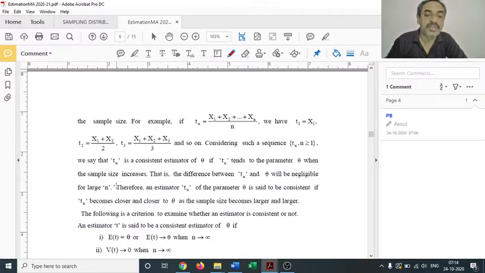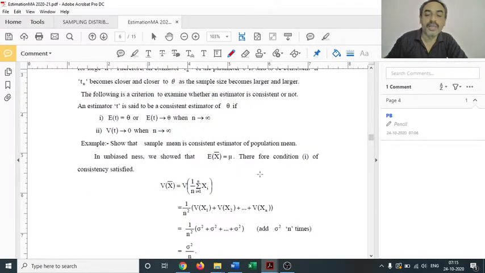Because the sense of consistency is that Tn is moving in the same direction of the parameter, not at any moment going away from that parameter, always in the consistent direction. That's why we say the property consistent. So Tn is said to be a consistent estimator of theta if the difference between the proposed value of the parameter using Tn and the actual value of the parameter theta becomes smaller and smaller when n becomes larger and larger. We can illustrate this with the help of a very simple diagram.